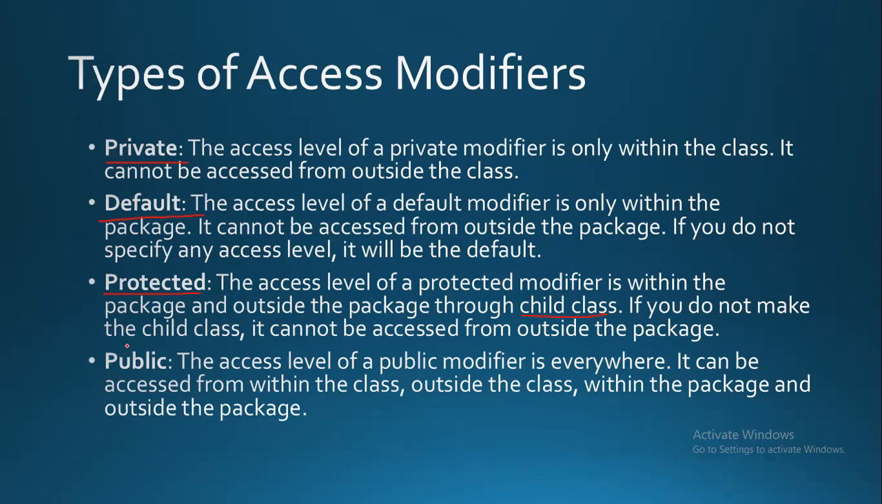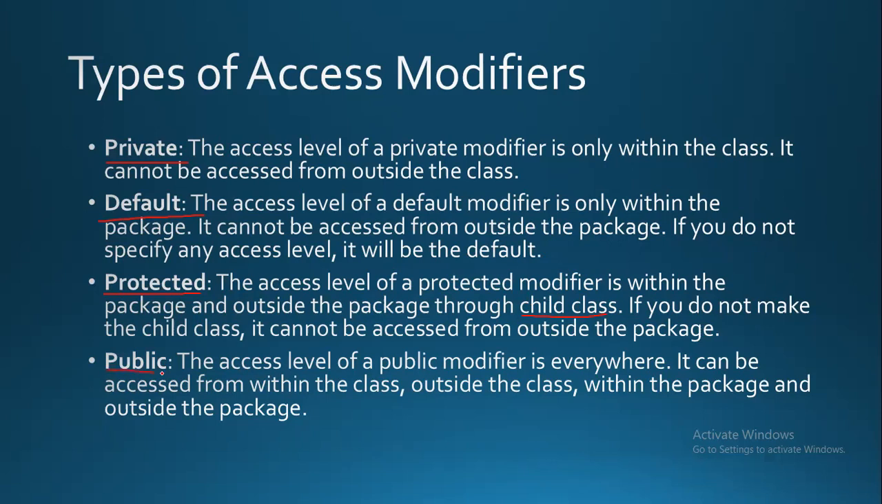If you do not make the child class, it cannot be accessed from outside the package. So you can access a protected variable, method, class, or constructor within the package. And if you also want to access a protected variable outside the class, you can achieve the same with the help of inheritance. So the outside class that you want to make use of the protected variable should be a child class. Only then you can access it.